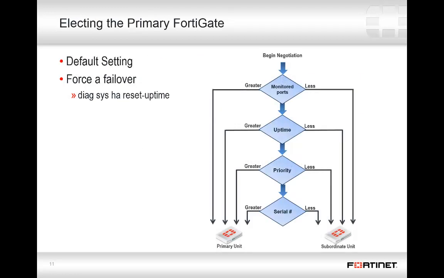This shows how a cluster elects the primary FortiGate. First step. The cluster compares the number of connected, monitored interfaces. The FortiGate with the most available interfaces becomes primary. If it's equal, evaluation continues.